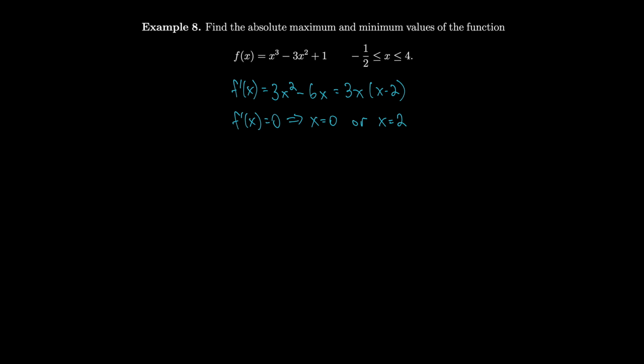So let's look at f of 0. Well, if you plug in 0, you get 1. If you plug in 2, you get -3. So at this point, you might be tempted to say, okay, well, our maximum value is 1 and our minimum value is -3. But that's actually not true.